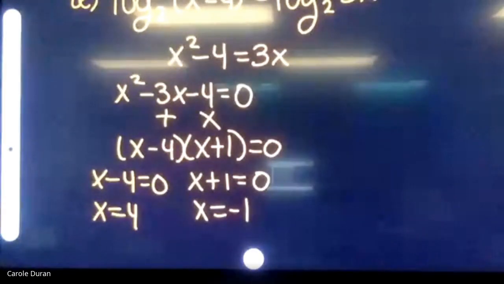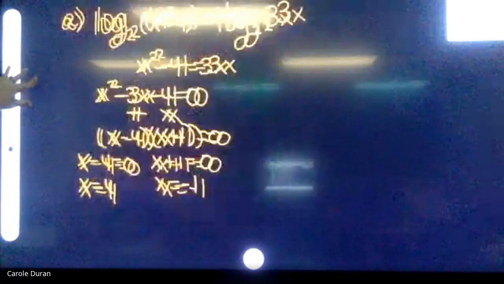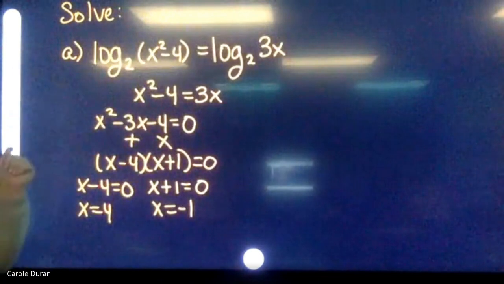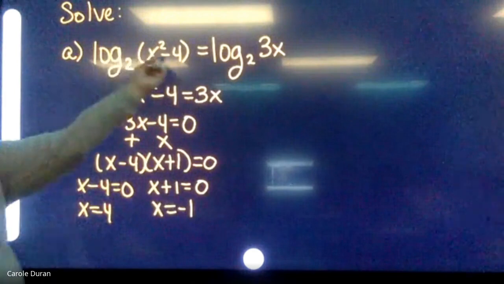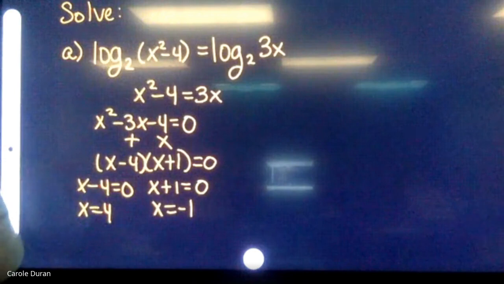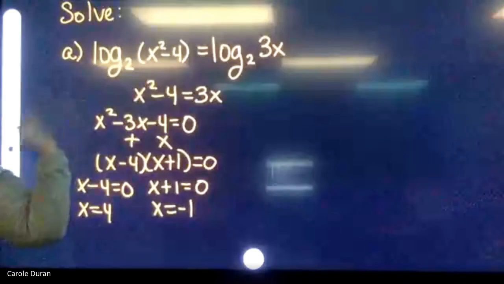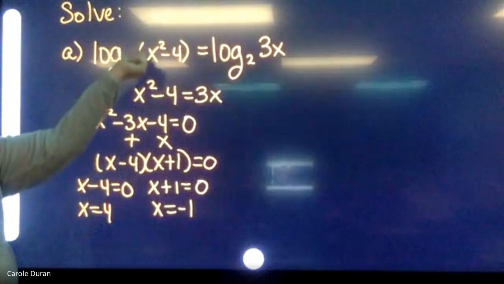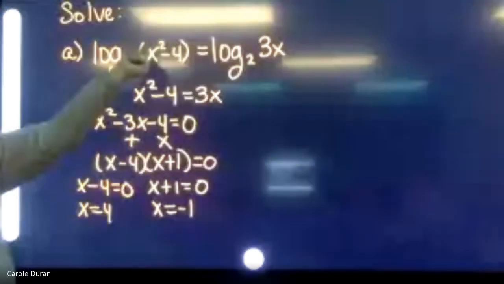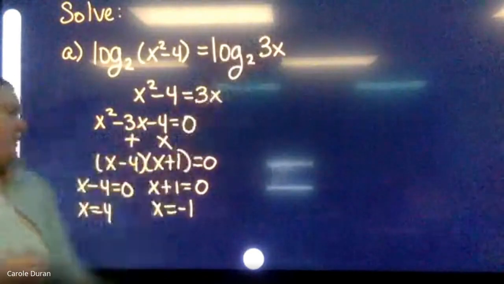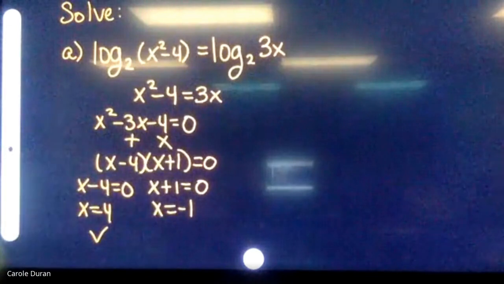Now we get to do our fun little check. So when I'm checking these, I'm going to take these values, plug them back in for x, and check to see if I get a negative value inside of my logarithm, because if I do, it's impossible. I can't take a log of a negative number if I have a positive base, and we'll always have a positive base. So I plugged 4 in here. I get 4 squared is 16, and 16 minus 4 is 12, so it works out on this side. What about this side? 3 times 4 is 12. So this one works. I can definitely use 4 as a solution.